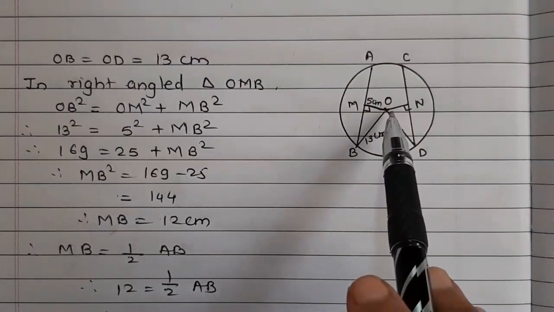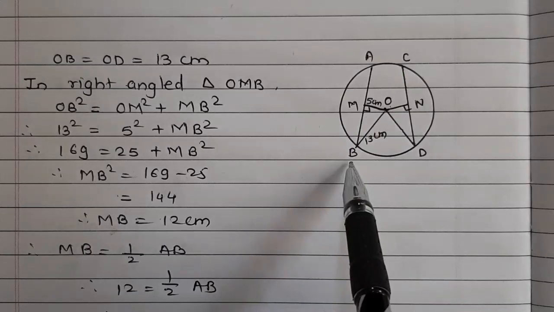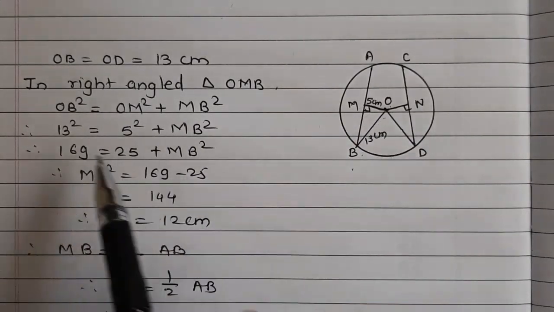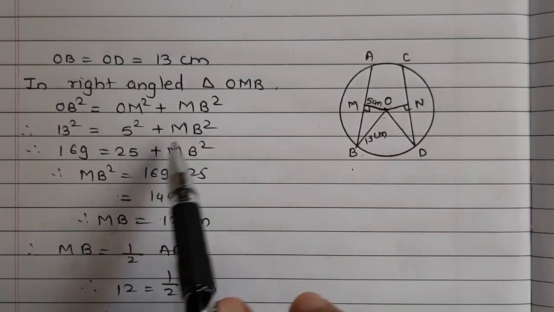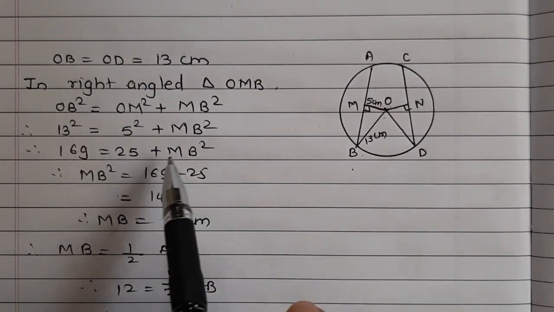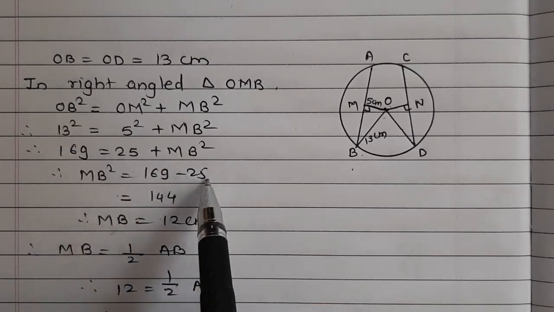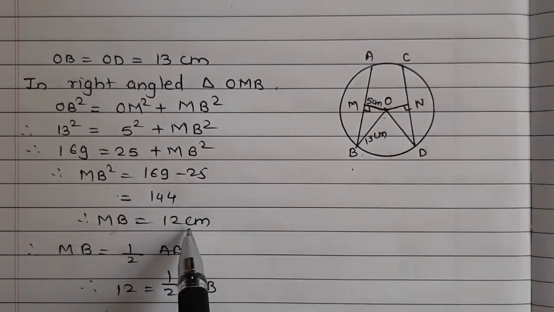Now in right angle triangle OMB, by using the Pythagoras theorem, OB square equals OM square plus MB square. OB is given 13, so 13 square equals OM is 5, 5 square plus MB square. 169 equals 25 plus MB square. Therefore, MB square equals 169 minus 25 equals 144. So by taking the square root on both sides, we will get MB equals 12 centimeter.